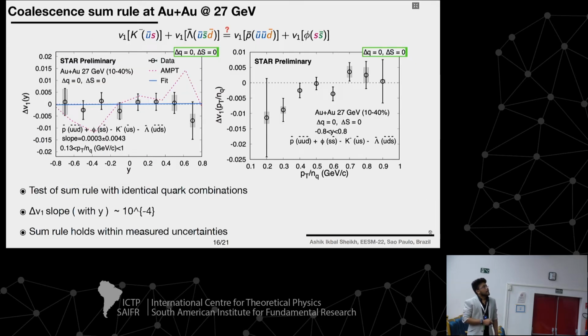So here is the result for testing the coalescence sum rule at 27 GeV. On the left-hand side, I have shown the delta V1 as a function of rapidity. The delta V1 is the V1 difference between the left-hand side and the right-hand side. In the right side plot, I have shown the same, but as a function of pT over nq. Look at this left side plot. Here, we have seen that the extracted slope for this delta V1 is of the order of 10 to the minus 4. So the sum rule basically holds within the measured uncertainties.